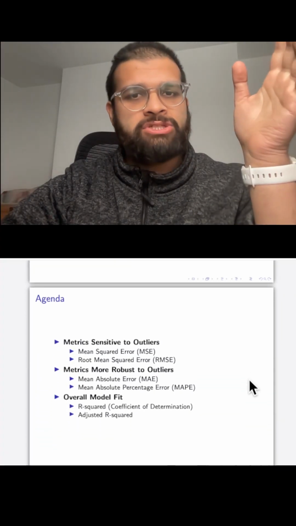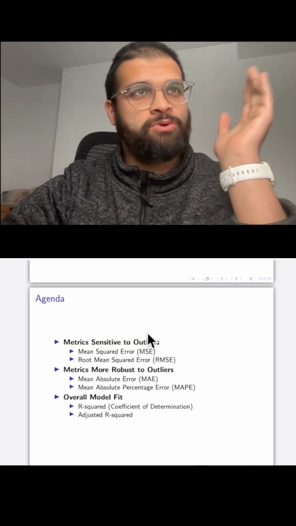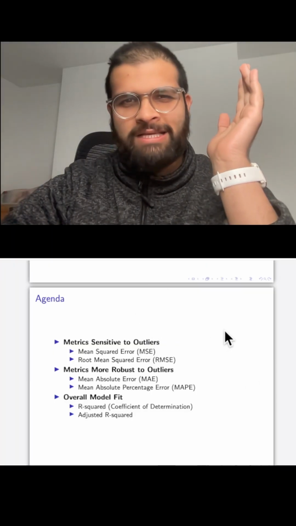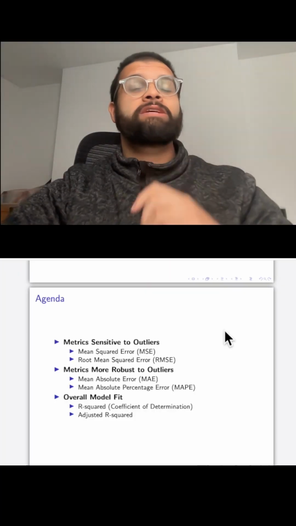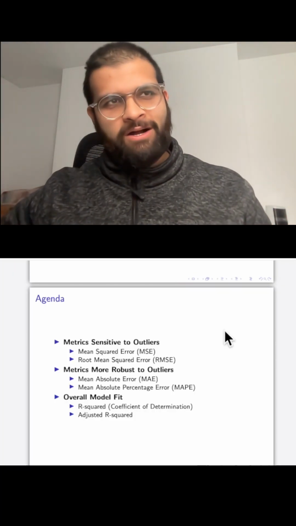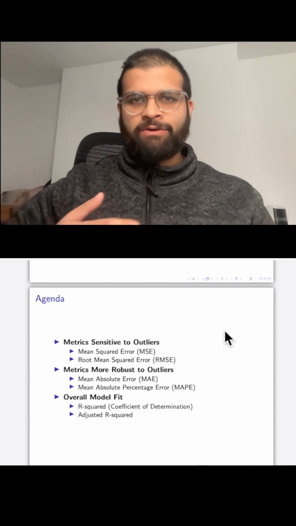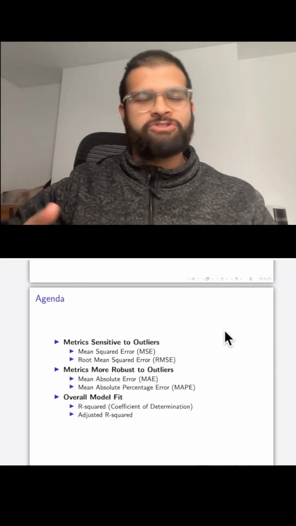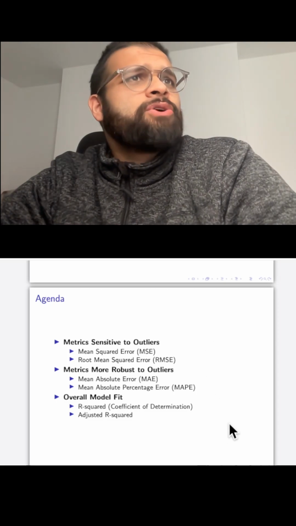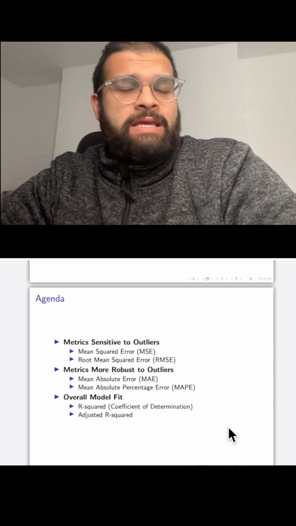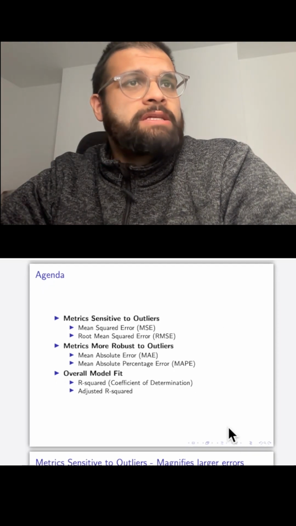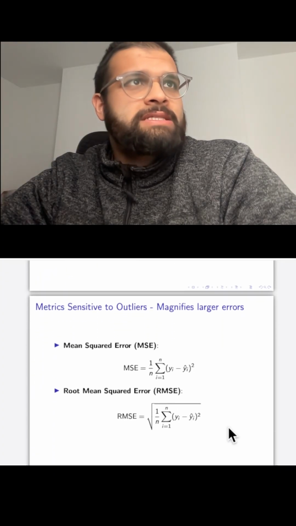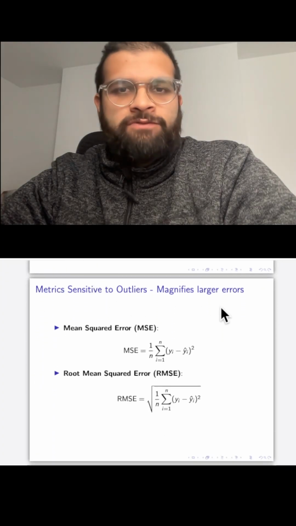So I made the agenda and the presentation so that it's grouped together by how they treat outliers. The reason being is because there are many regression metrics out there and it can get confusing. So I hope this can mitigate this confusion. So we'll cover overall 6 of those metrics. So let's start with the first batch, which is the metrics which are sensitive to outliers.